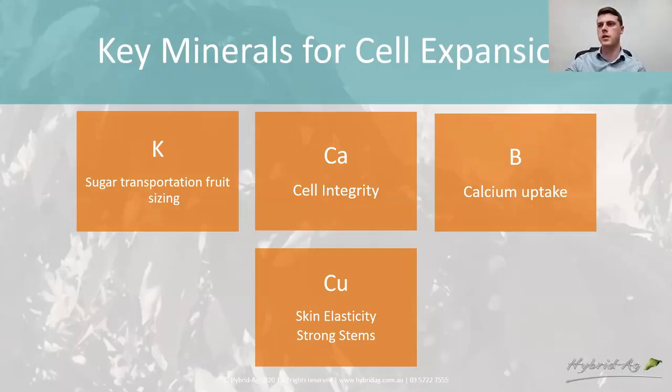Obviously, we need to keep that up, keep that calcium and boron supply to the fruit, and then copper, again, just to ensure that we have that level of copper there, which is important for our skin elasticity to ensure that we can have the expansion and contraction of the fruit as it requires.